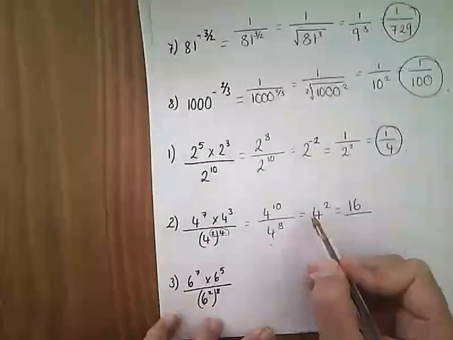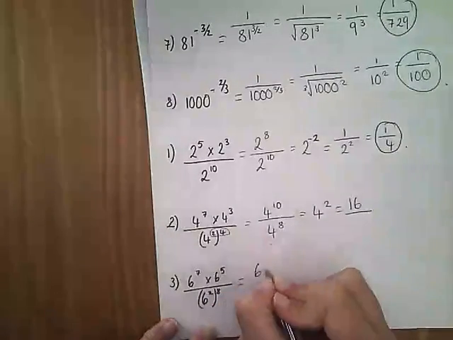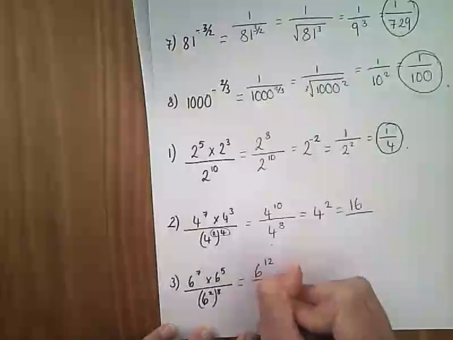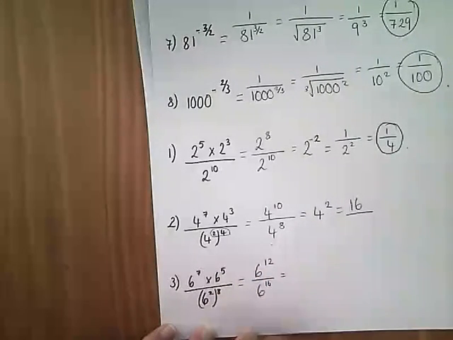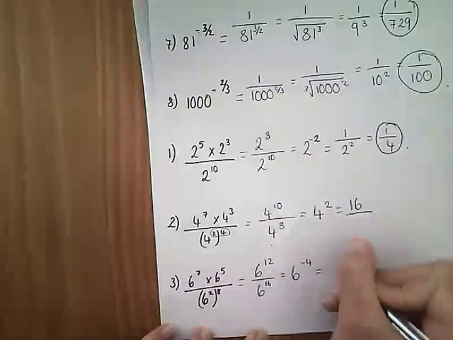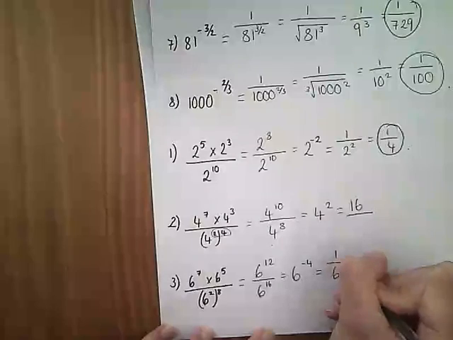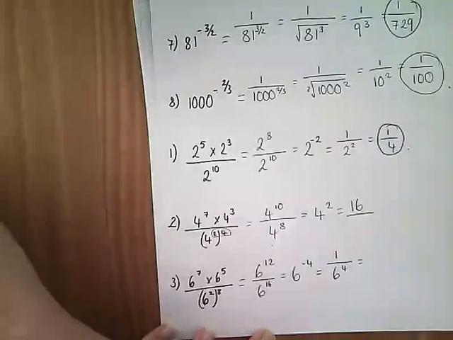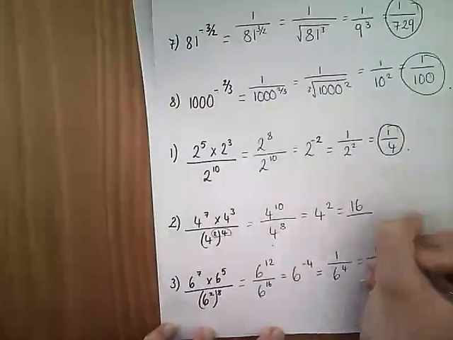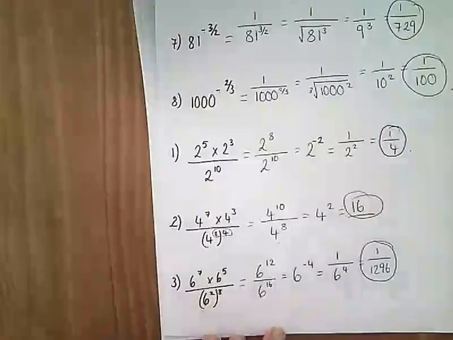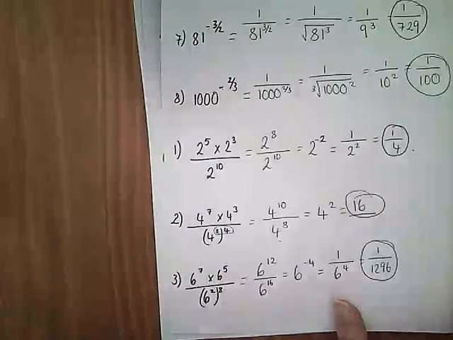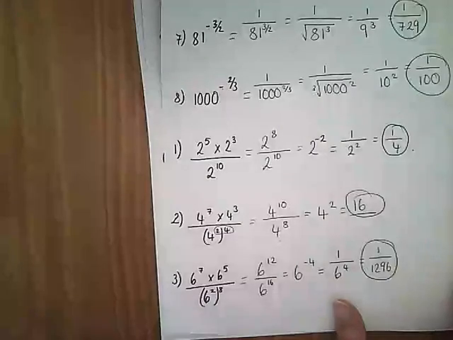Okay, 6 to the 7 times 6 to the 5 is 6 to the 12. 6 squared, all to the power of 8, is 6 to the 16. Subtract your powers, 12 take away 16 is minus 4. What does the minus do? It does 1 over 6 to the power of 4. 6 to the power of 4 is 1,296. So our answer, 1 over 1,296.